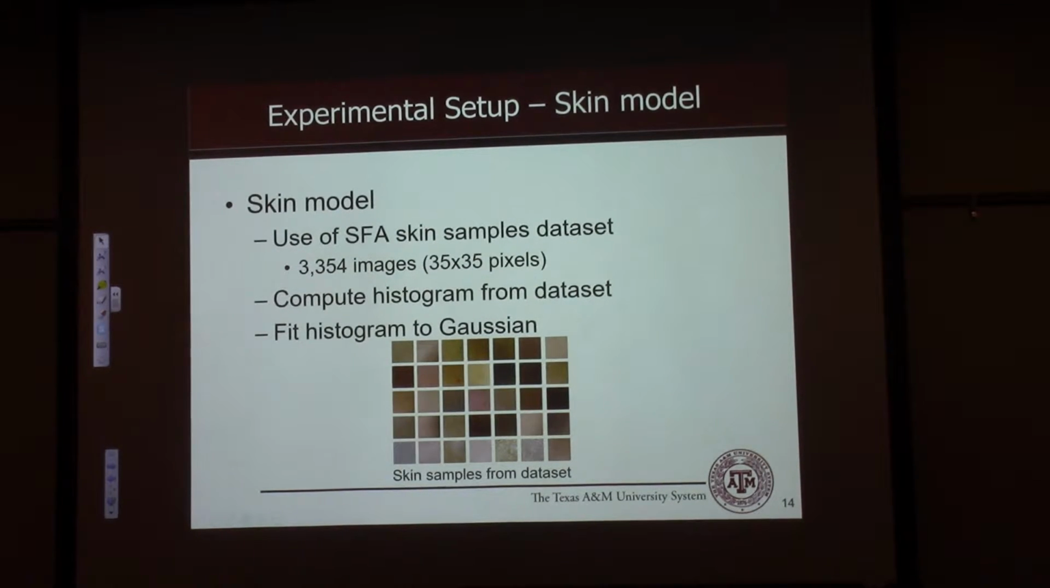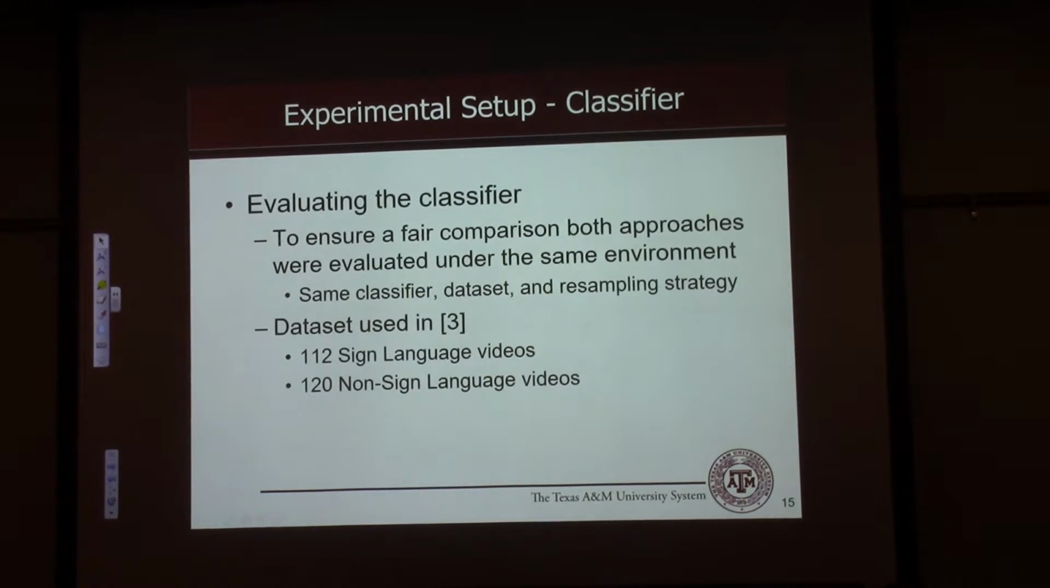As mentioned, we used the SFA skin dataset, which has more than 3,000 images in different sizes. We use the 35 by 35 pixel samples, which represent people of all races and colors. Based on these images, we computed a histogram, and then we created the Gaussian based on the histogram. After that, we segmented the videos, and then we used the classifier to see how it performs.